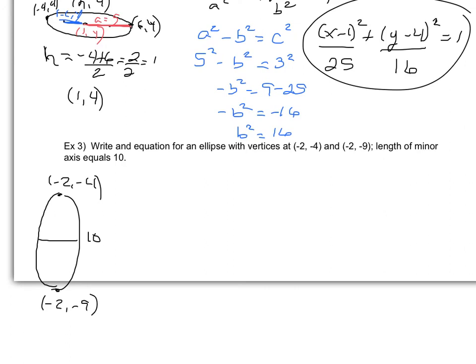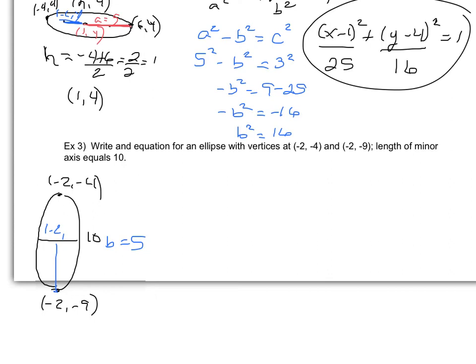Okay, so if the length of my minor axis is 10, I can right away assume that my b is half of that, so my b is going to be 5. My a is going to be the distance from the center to my major axis vertex. So I'm going to find my center. Well, since these lie on the same vertical line, they share an x value of -2. I can find the y value by taking the midpoint again.